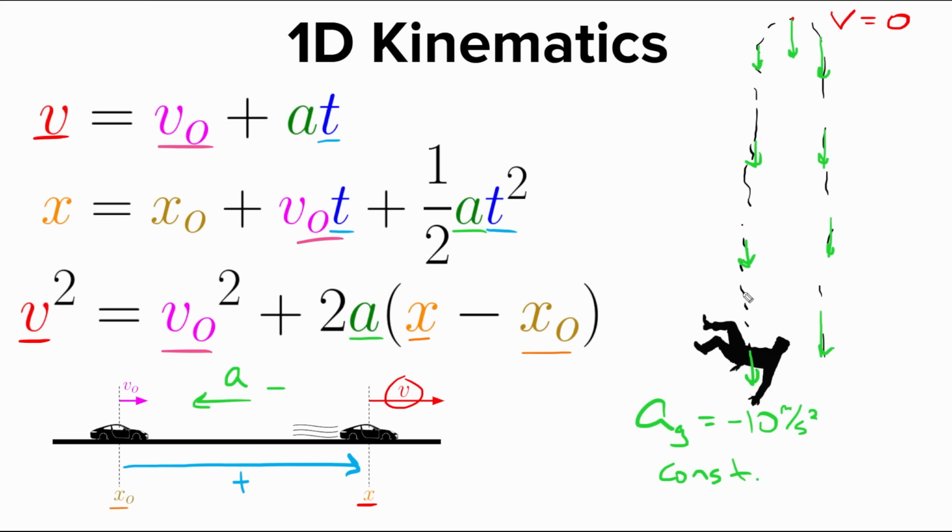And so look at what happened. On the way up, I was slowing down and I had negative acceleration. And that makes sense. Negative acceleration, slowing down. But on the way down, I was speeding up.